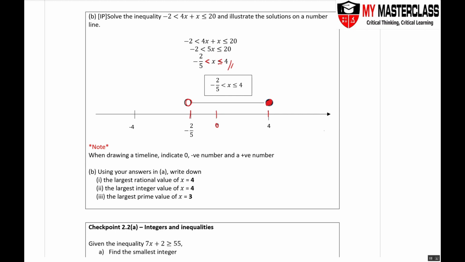For part B, part 1, using our answers in part A, write down the largest rational value of x. The largest value will be 4, right? The rational value as well, because I cannot go above 4. Same thing for the largest integer value, also 4. The largest prime value of x, which means prime number, is 3, because your prime numbers start from 2, 3 onwards. Please remember that 1 is not a prime number.